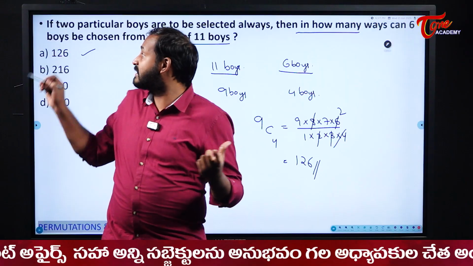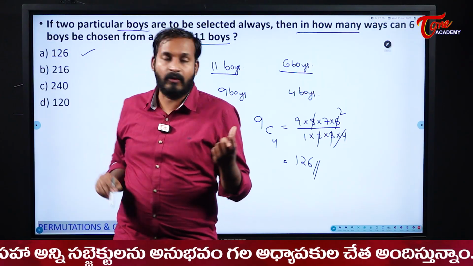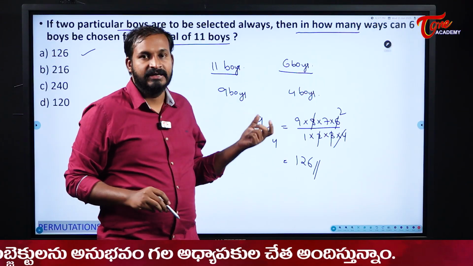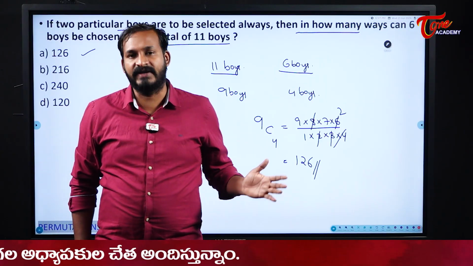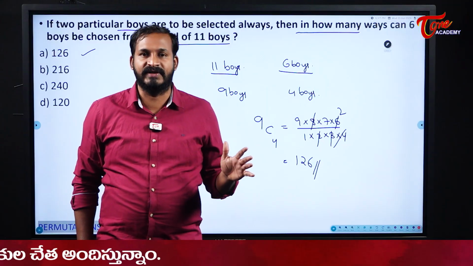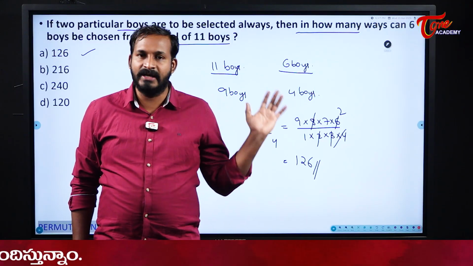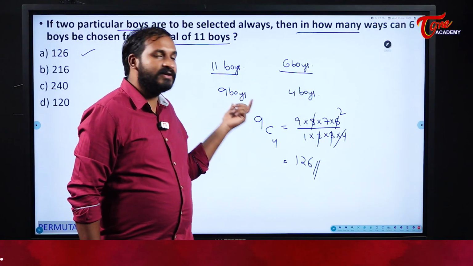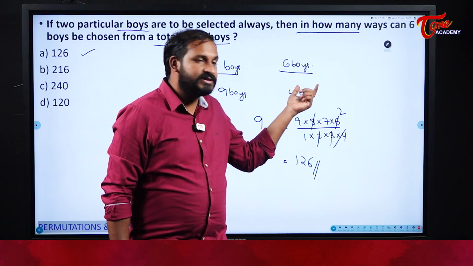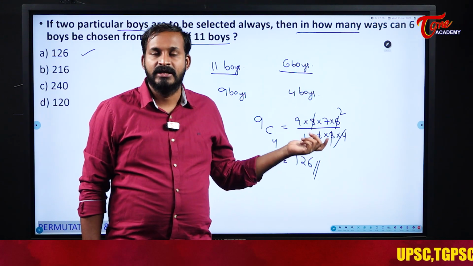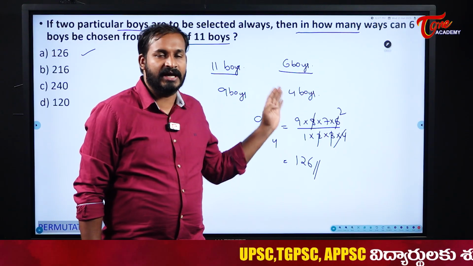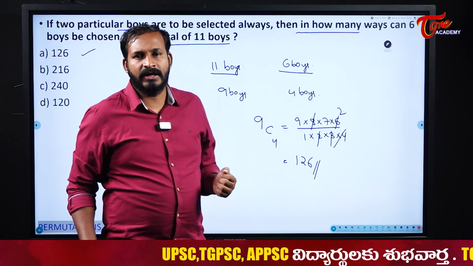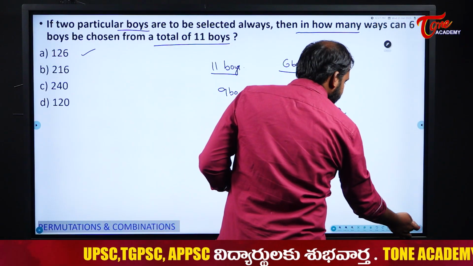See here students, out of 11 boys available, I need to choose 6 boys. But what is the condition? If 2 particular boys are always to be selected. What does it tell us indirectly? It means 2 positions are already fixed. So out of 11, 2 will be removed, so I will be left with 9 boys. And out of 6 which I need to select, 2 are already fixed, so I only need to choose 4. So from 9 boys I need to choose 4. So 9C4. Okay, right?